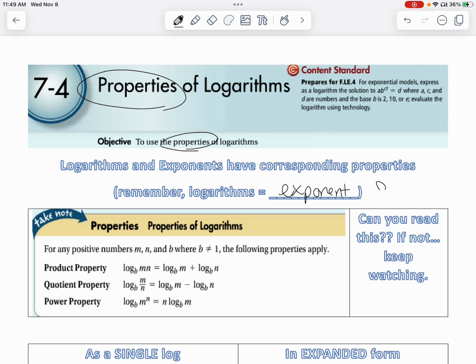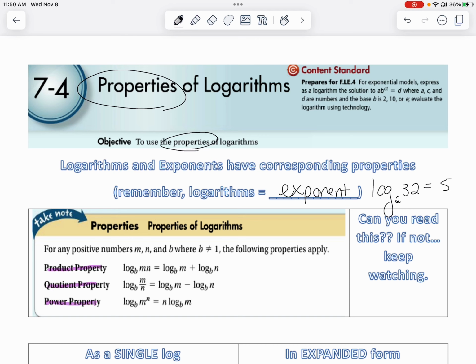Like if you do log base 2 of 32, your answer is 5, because 5 is the exponent of 2 to get to 32. Whoops, I meant 32 here, not 35, sorry. So they're going to have similar qualities. We're going to talk first about the product property, then the quotient property, and then the power property.